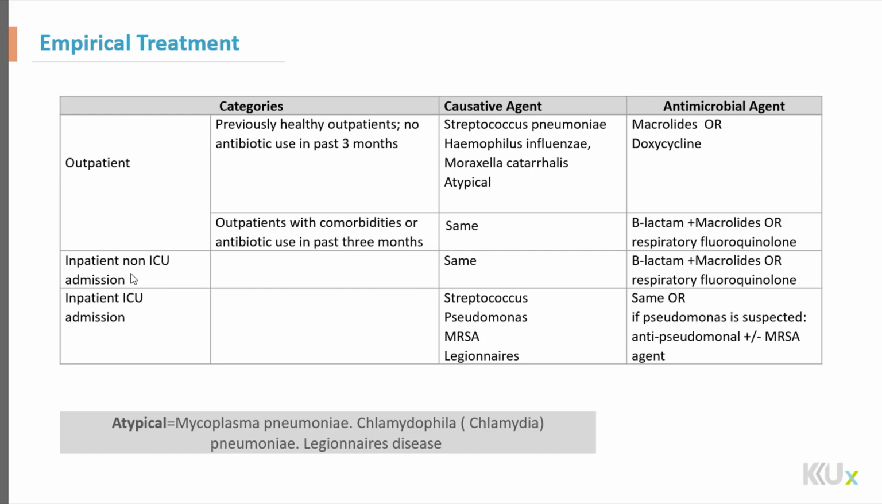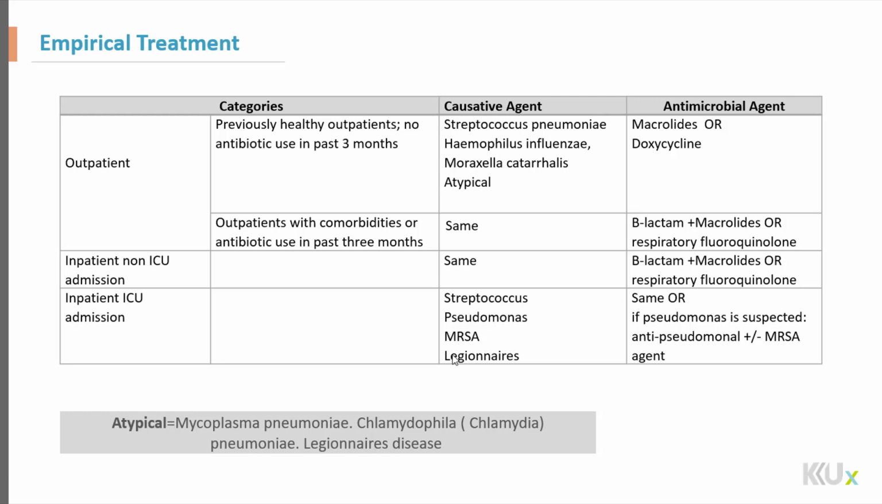Same thing with inpatient non-ICU. Sometimes the patient might be a severe case that we need to admit, but to the non-ICU unit, to the general ward, for example. We deal with it the same as outpatient with comorbidities: beta-lactams plus macrolides or respiratory fluoroquinolones. Last but not least is the inpatient ICU admission. So this is a very severe patient coming with community-acquired pneumonia, and we need to admit to the ICU.